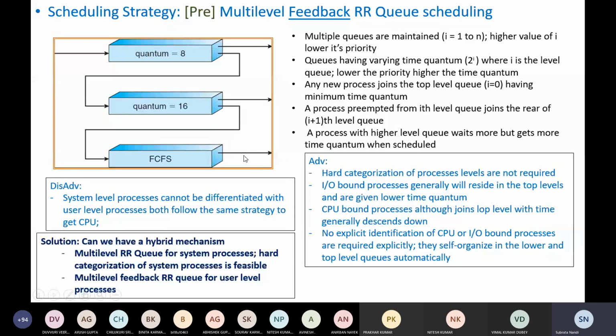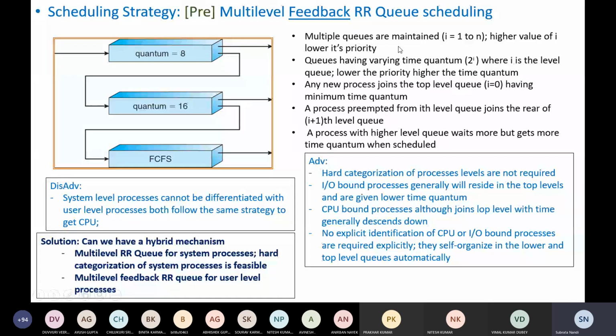What is not shown here is that we can have a feedback from here to here. As they descend down and down, the processes preempted from this level can be upgraded also here. So it's a kind of feedback that has been incorporated in the queuing system, in the multi-level queue. That's why we call it multi-level feedback round robin queue scheduling. And this is obviously preemptive, because the underlying principle maintains a time quantum, and after the time quantum has elapsed, the process will be preempted.